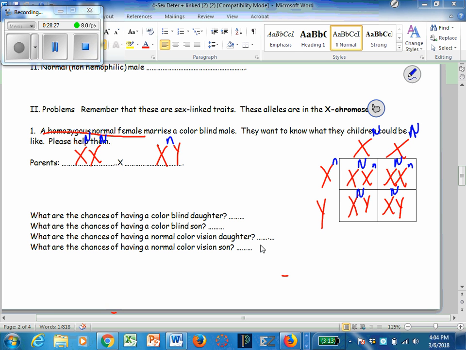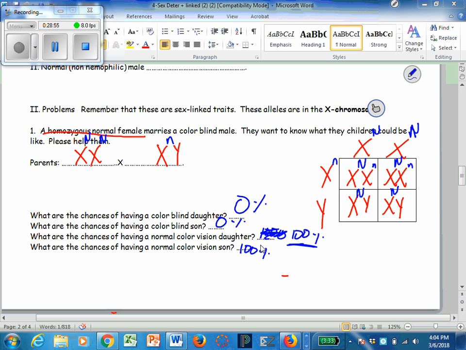So what are the chances of having a colorblind daughter? 0%. What are the chances of having a colorblind son? 0%. What are the chances of having a normal color vision daughter? 100%. What are the chances of having a normal color vision son? 100%. Now my daughters could be a carrier, but they're still normal.